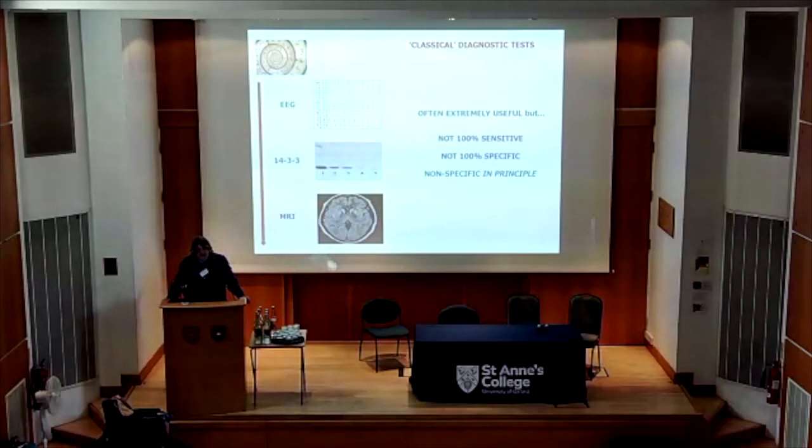That is, none of these tests will always show appropriate abnormality in a single case. They're not 100% specific. You can find abnormalities that are like these in other diseases occasionally, and they are non-specific in principle. And what I mean by that is the fact that these tests are useful is in a way a kind of accidental byproduct of how the disease affects us. It's not related to the fundamental problem, which is, of course, in the prion protein.